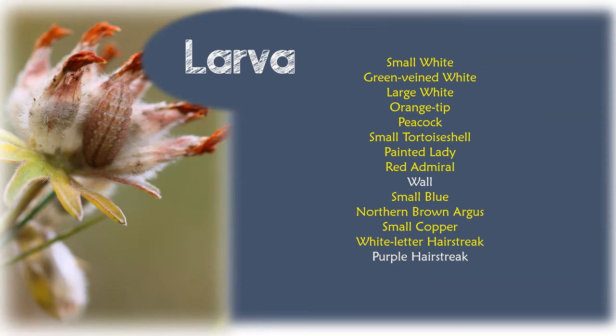Wall and purple hairstreak highlighted in white because I've only been able to see examples of these caterpillars in captivity. The rest are in yellow I have found in the wild. On the left is the deftly designed and beautifully camouflaged small blue, which I will cover next.